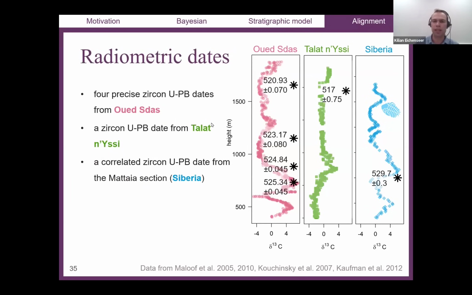Additionally, we have radiometric dates. You see that the red section here to the left is particularly well dated with 4 uranium lead dates with quite a low uncertainty. The other 2 sections only have 1 date each, and they have a lot higher uncertainty. So we will try to align those green and blue sections to the red one using mainly the carbon isotope signals, and then the dates from the red section should allow us to date the other two sections, and with that, the Siberian trilobite occurrence.